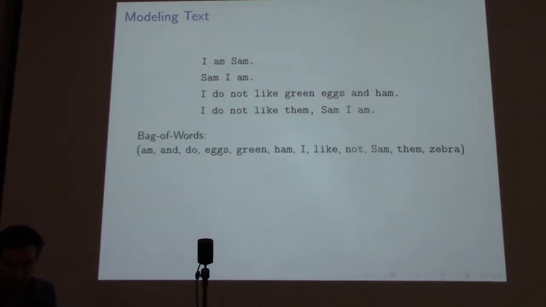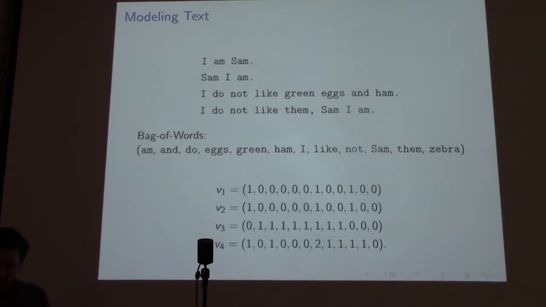The first thing we're going to talk about is this bag of words model, and we're going to pretend that there are only, let's see, how many words do I have here? I think 12 possible words in the dictionary: am, and, do, eggs, green, ham, I, like, not, Sam, them, zebra. These are the only possible words, and they represent the coordinates of a 12-dimensional vector.